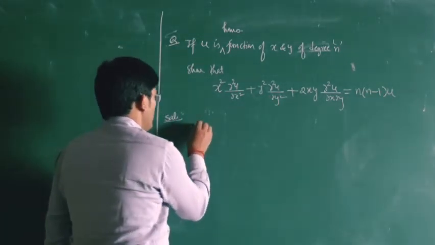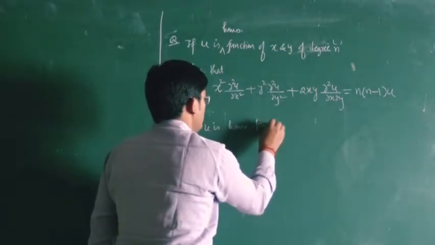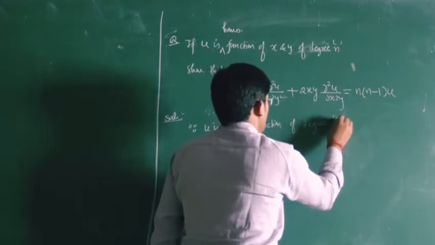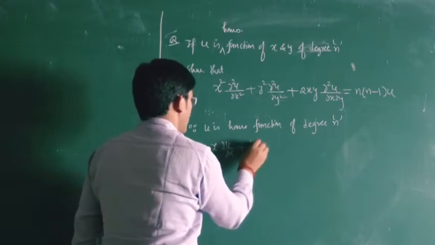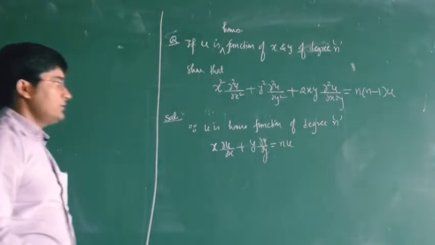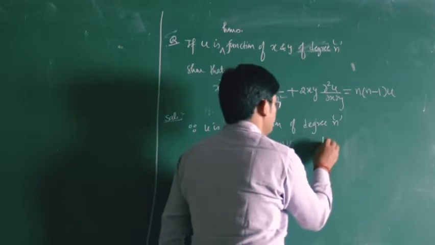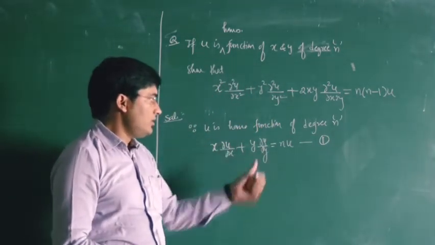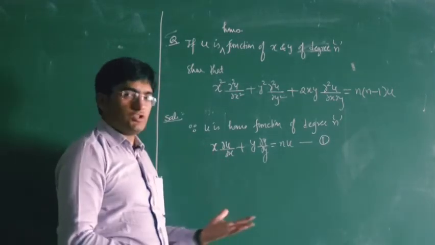Because u is a homogeneous function of degree n, we have x del u upon del x plus y del u upon del y equal to n times u. This is due to the definition of the Euler theorem. Because of the Euler theorem, we have this condition. Now let us differentiate this equation first with respect to x and then with respect to y.